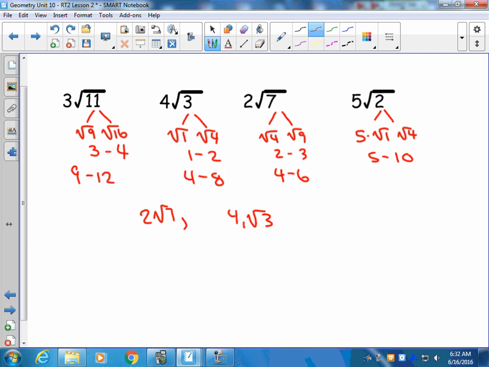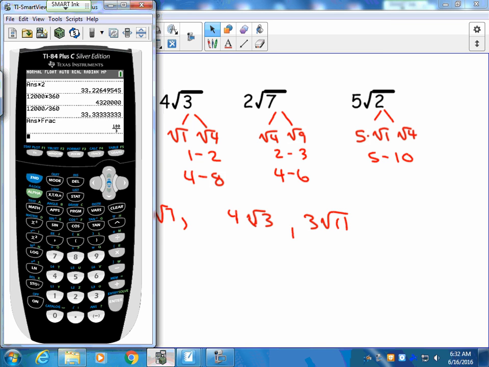Even though it has the upper boundary of 10, it's probably not going to be quite that high. 3 square root of 11 is probably going to be our largest one. But we want to always think about it in estimation terms first, and then we can go through and check in the end. So 3 square root of 11, if the calculator is going to work here.